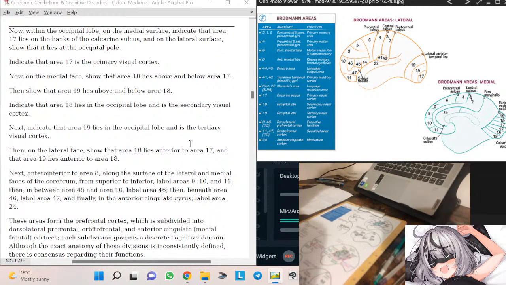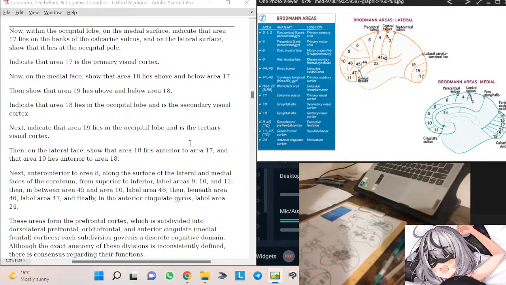Then, on the lateral face, show that area 18 lies anterior to area 17 and that area 19 lies anterior to area 18. Next, anteroinferior to area 8, along the surface of the lateral and medial faces of the cerebrum, from superior to inferior, label areas 9, 10, and 11.